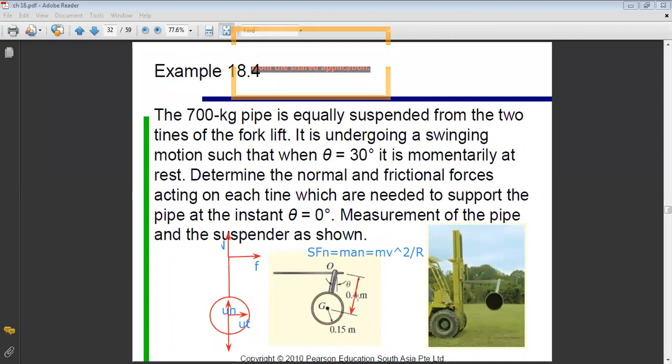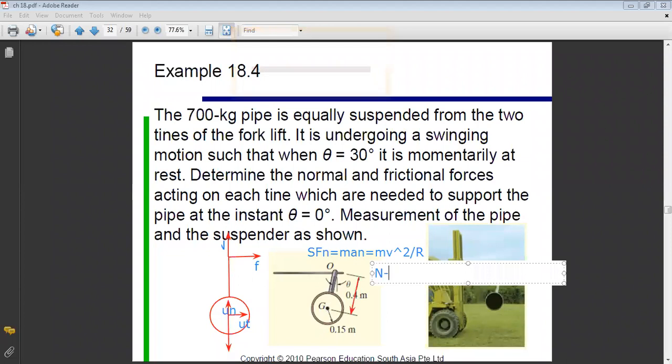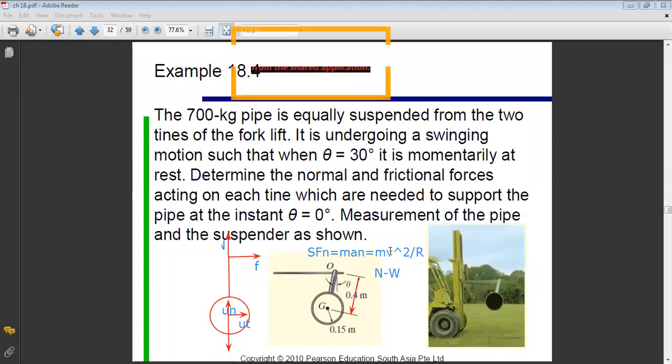Okay, now sum of Fn is equal to N minus W, so N minus W equals m v square over R. So to find N, we should calculate V. To calculate V, we can use what? We can use the principle of work and energy between the inclined position, which corresponds to an angle of 30 degrees, and the vertical position here.